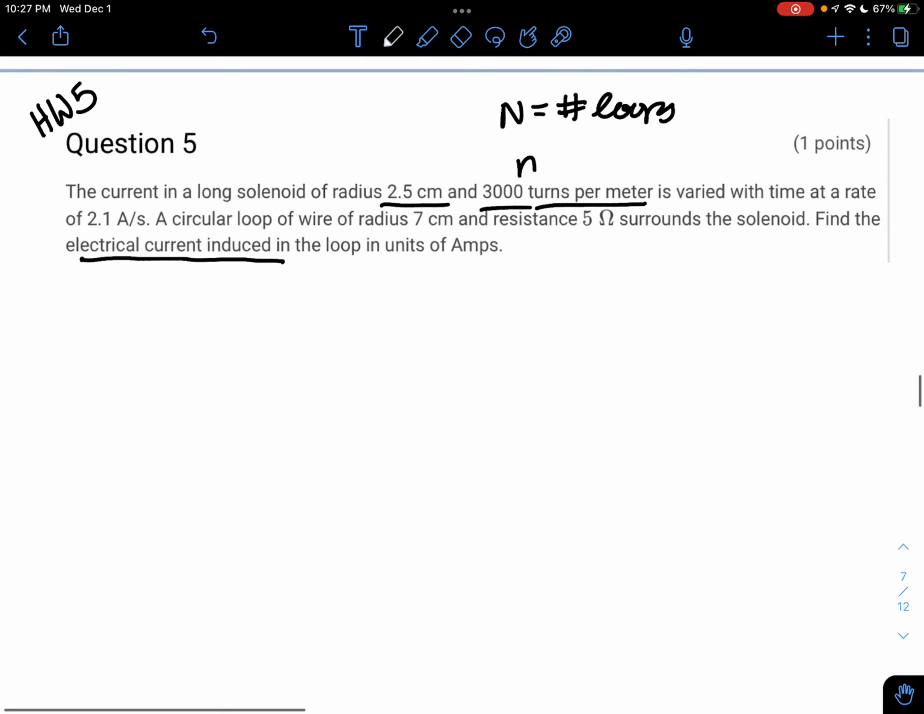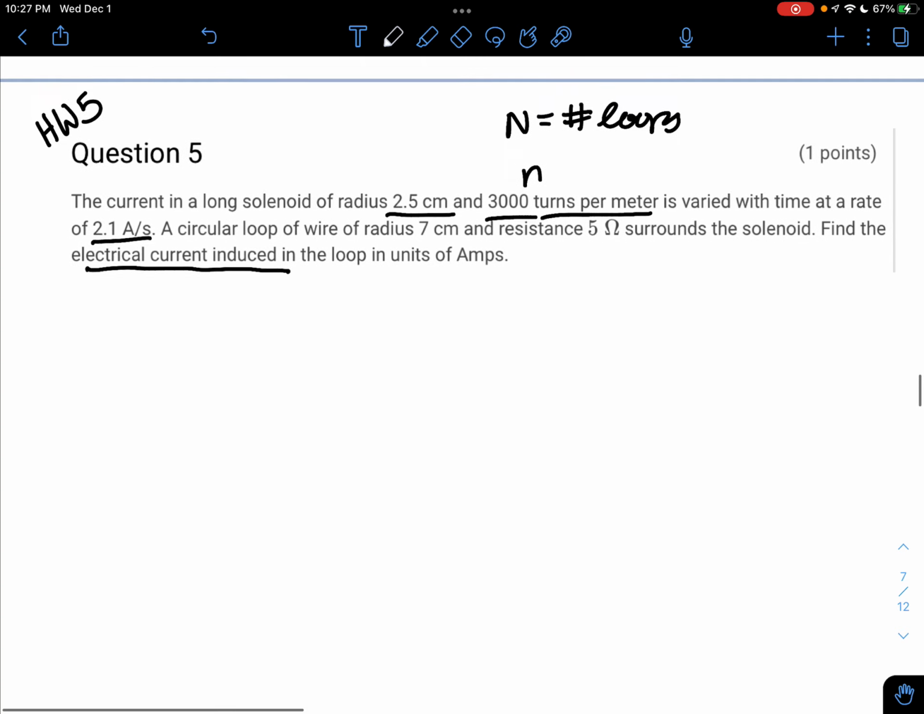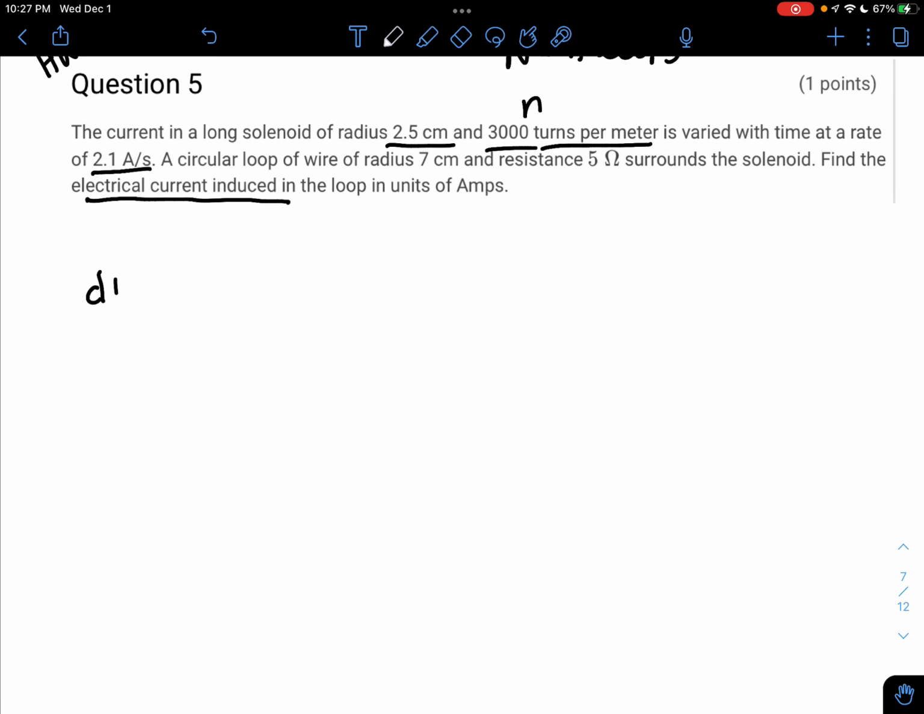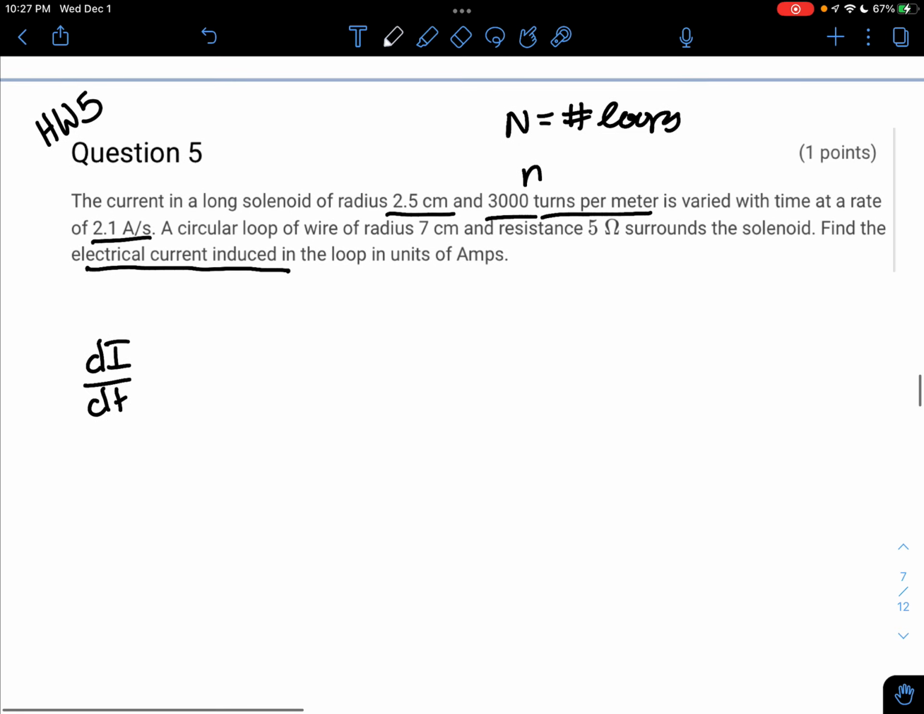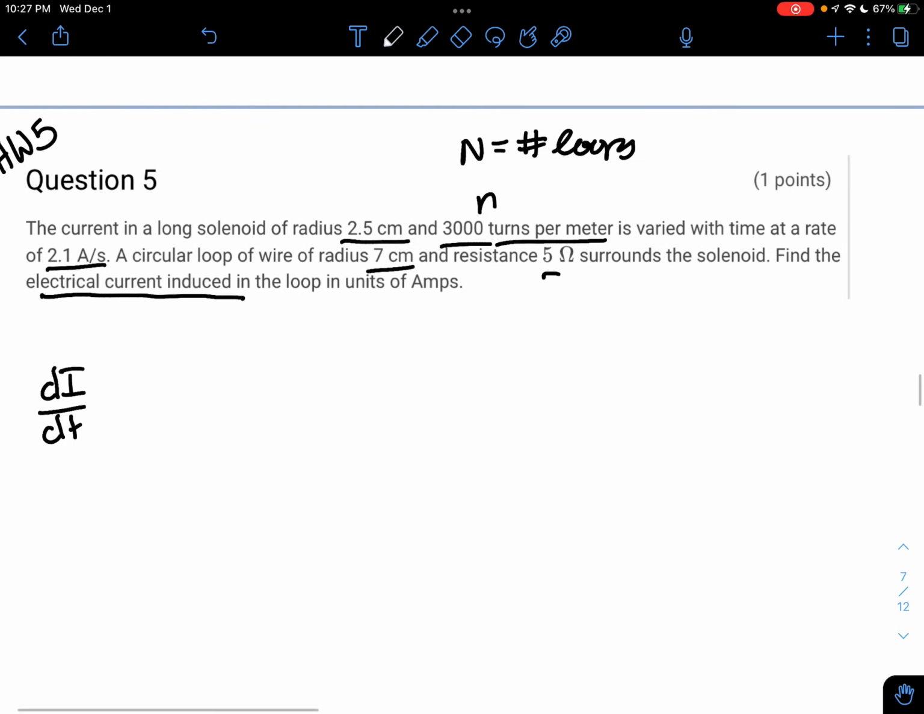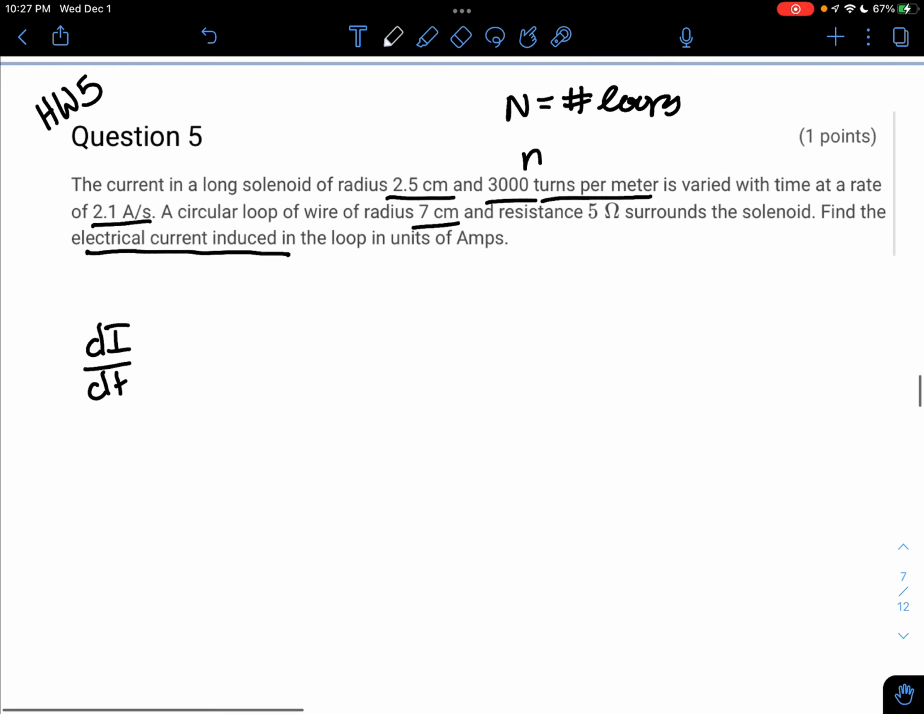All right, so we're given that the current is varied. So 2.1 amps per second is going to be our change in current over change in time. Change in current per change in time, right? The circular loop of wire has a radius of 7 centimeters and a resistance and all this fun stuff.